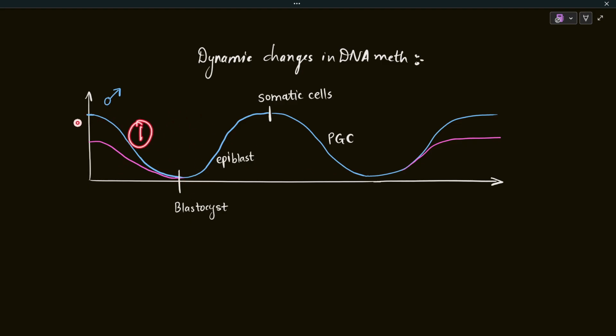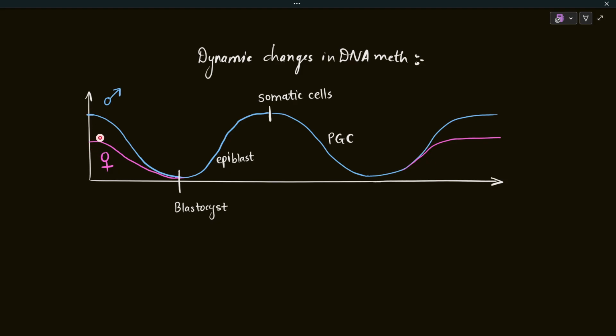What happens is that when the egg and sperm fuse, let's say the pink one is the maternal copy of the genome, and this blue one is the paternal copy of the genome. When both of them fuse together, they form the zygote, which undergoes cleavage and forms the embryo.